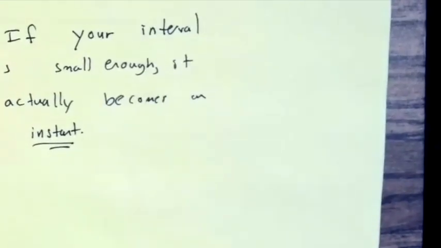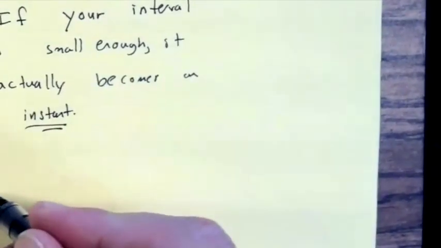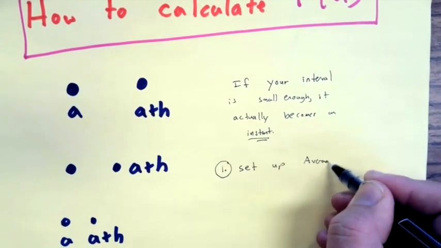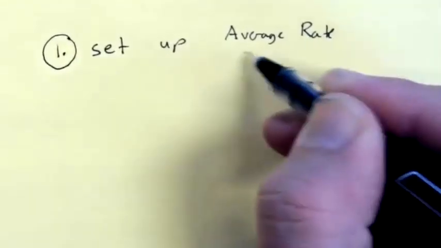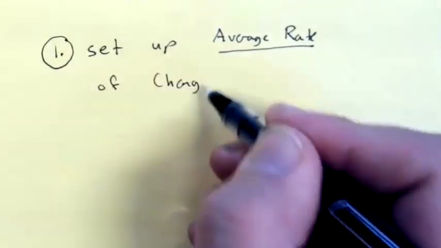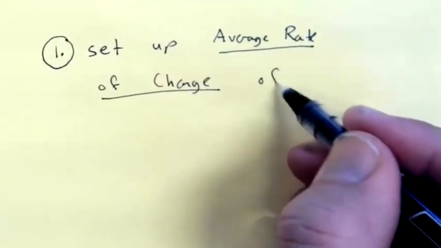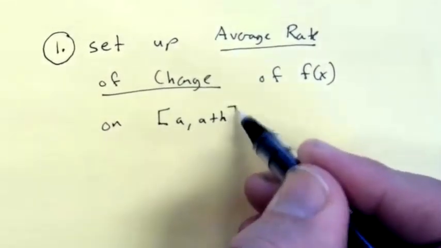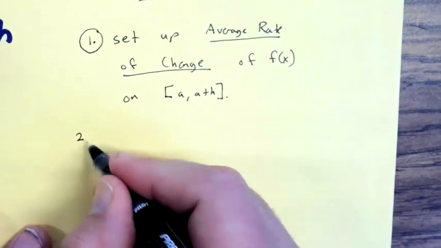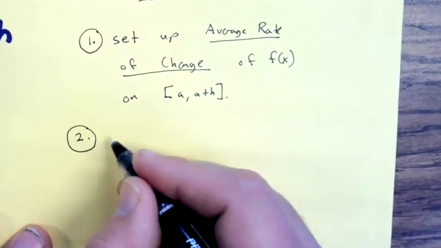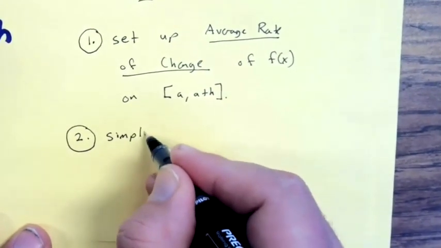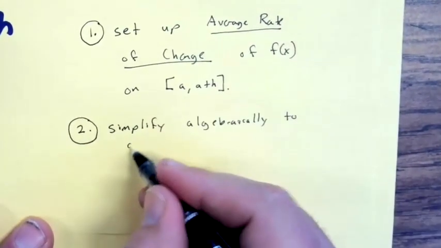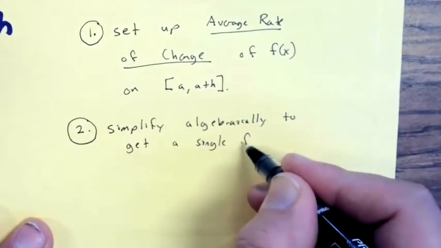So here's the procedure, the process. The first is we are going to set up the average rate of change, even though it's not what we want. The average rate of change is going to be an important step on the way. So we're going to set up the average rate of change of f of x on the interval from a to a plus h. And then the second thing we're going to do is simplify algebraically so that we have a single simple formula that depends on h.